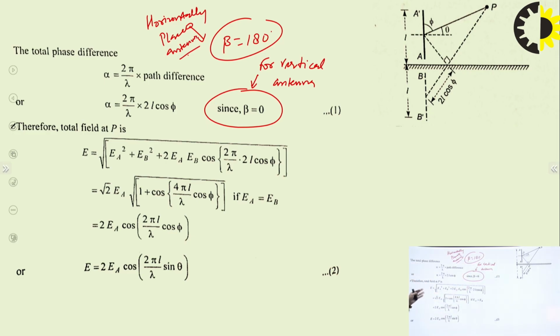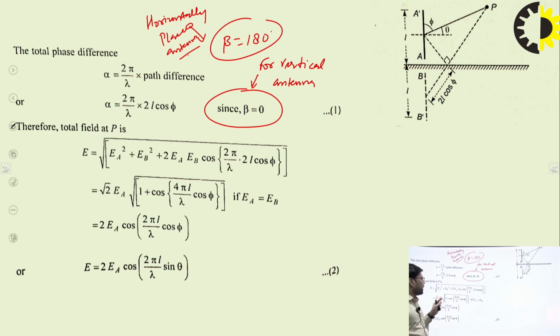So similarly, you have to apply the resultant electric field equation, that is square root of EA square plus EB square plus twice EA EB cos of the phase difference, right? EA is the electric field intensity due to the direct ray, EB is the electric field intensity due to the reflected ray or reflected wave, and the resultant electric field you can get with the help of this equation.